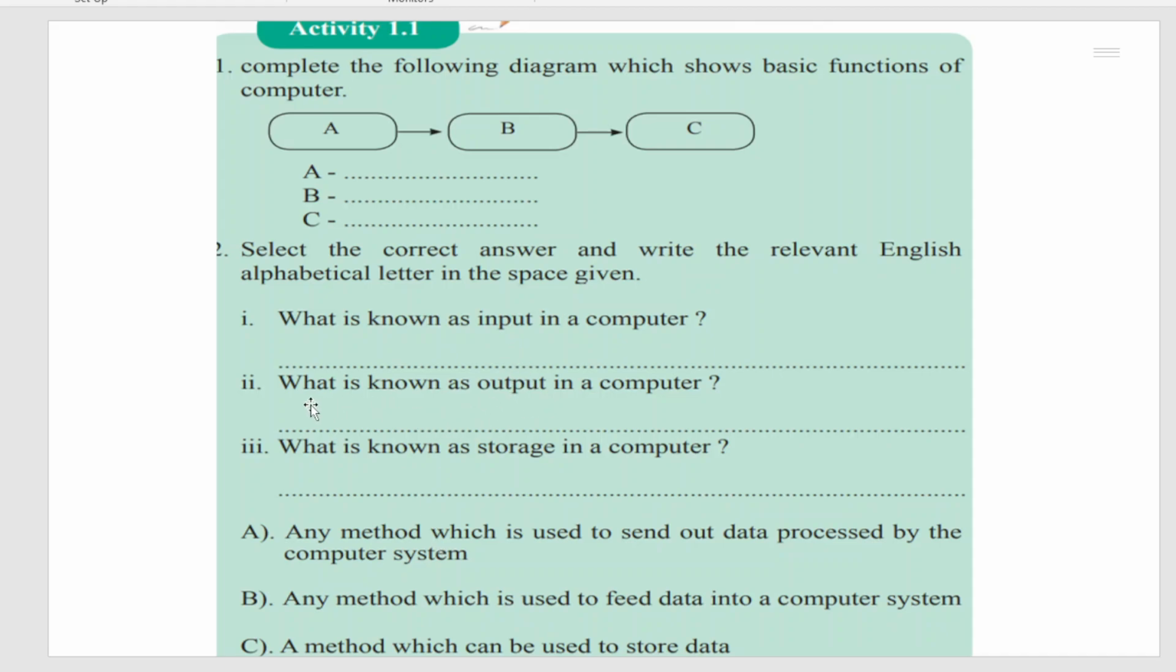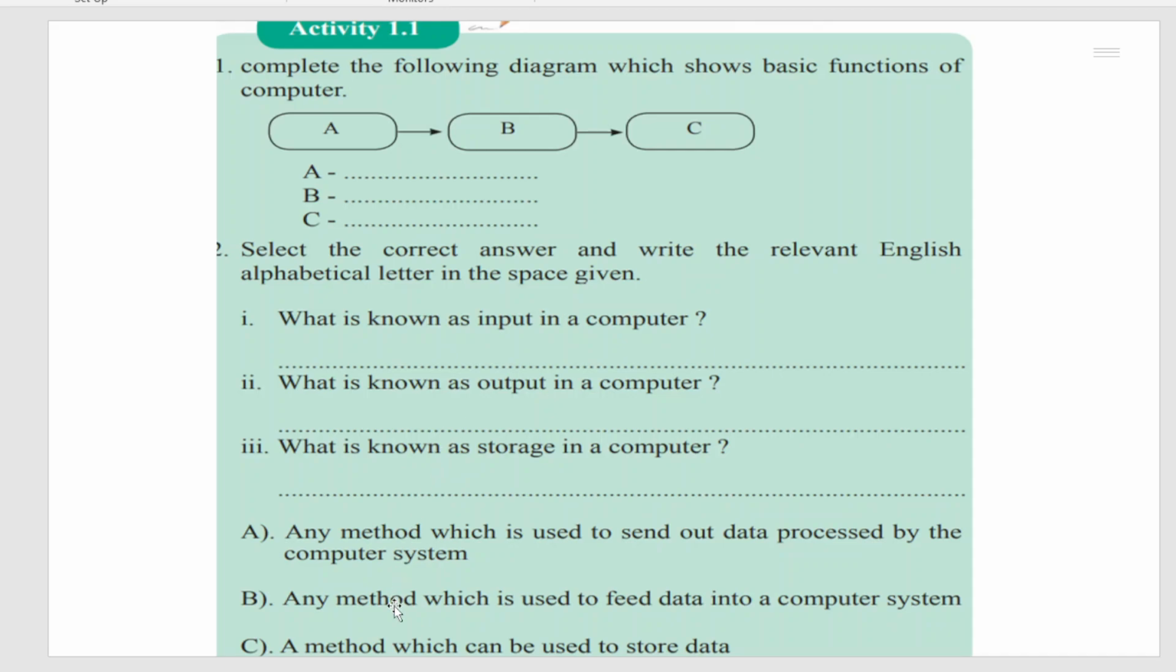Then second question is what is known as output in a computer? So can you see in here, any method which is used to send out data processed by the computer system. Send out data processed by the computer system, that means the output. So A should be the answer for the second sub question, no?